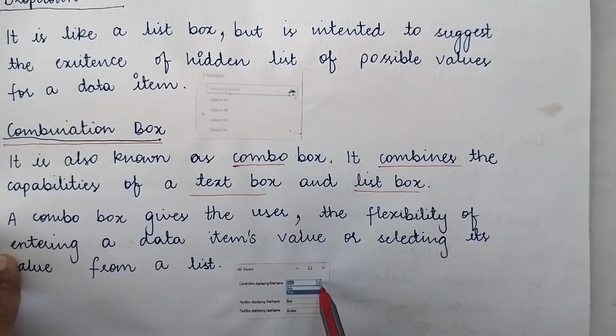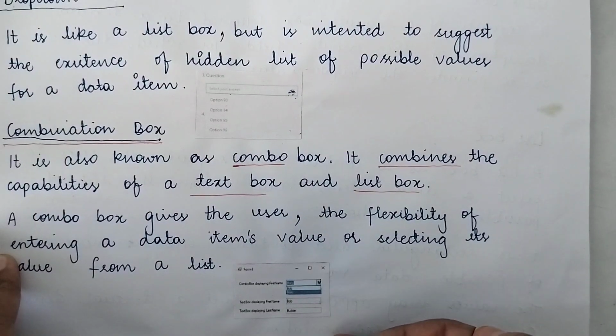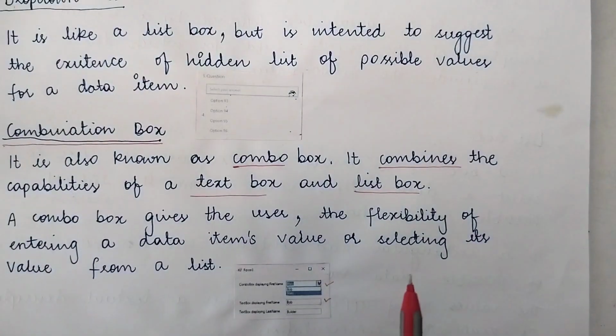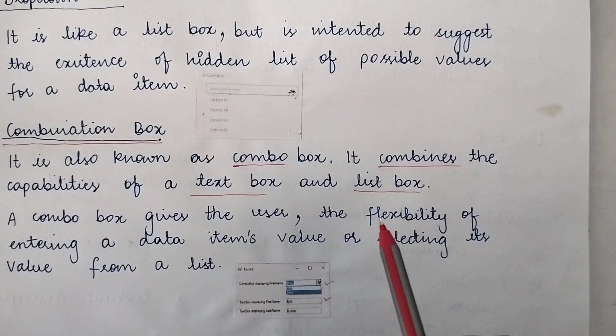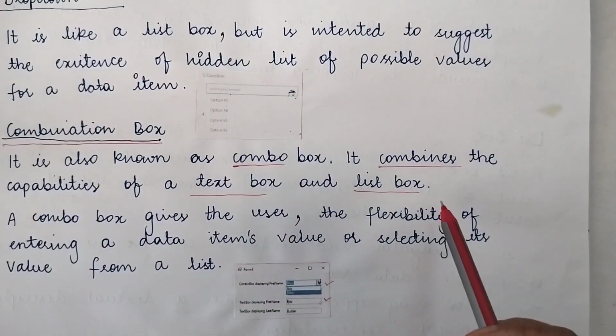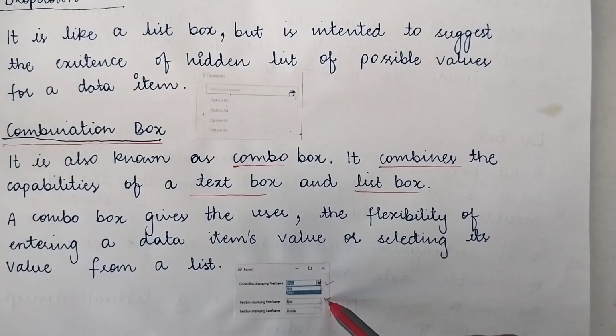What is a list box? When you click on this down arrow, you can see a list of items. You can scroll through the list of all those items. And text box you all are familiar with, wherein you can enter the text. Like this is the text box and this is the list box. Otherwise you have the list box and the text box separately, but a combination box combines the text box and list box. That means you can see both the list box and the text box together in a combination box.